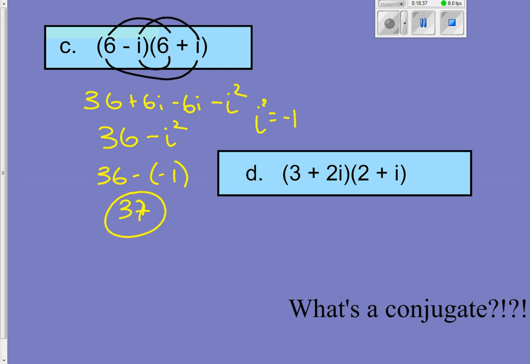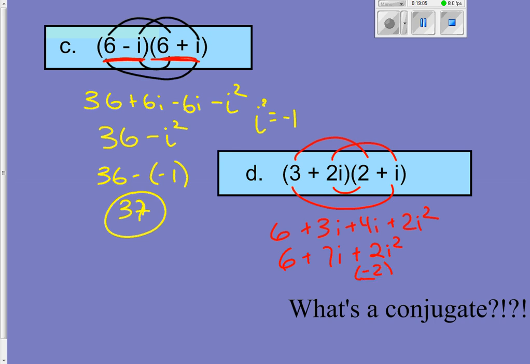All right, this is what's called a conjugate. If you got 6 plus something imaginary, 6 minus something imaginary. So here, same idea, not a conjugate, so I'll get something else. 6 plus 3i plus 4i plus 2i squared. 6 plus 7i plus 2i squared, but i squared is negative 1, so this is really like negative 2. So 6 plus negative 2 is going to be 4, so my answer will be 4 plus 7i.